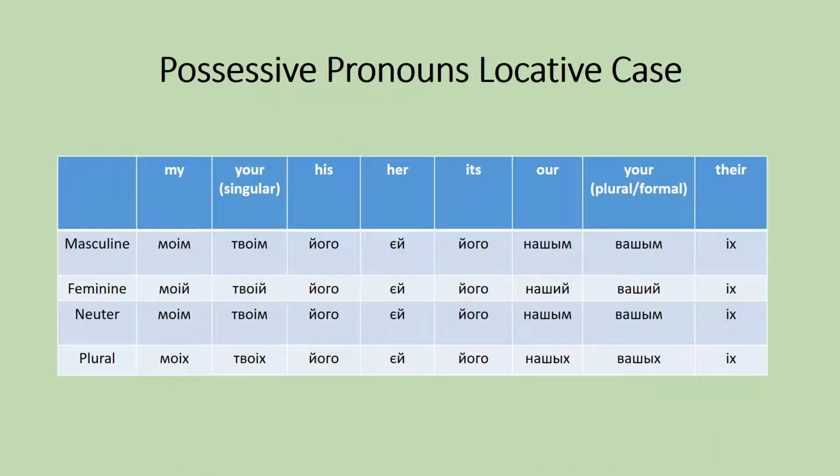Possessive pronouns in the locative case. Let's learn how to say the different possessive pronouns in the locative case. First, we will start with the masculine. My is moim. Your singular is twoim. His is yoho. Her is yea. Its is yoho.